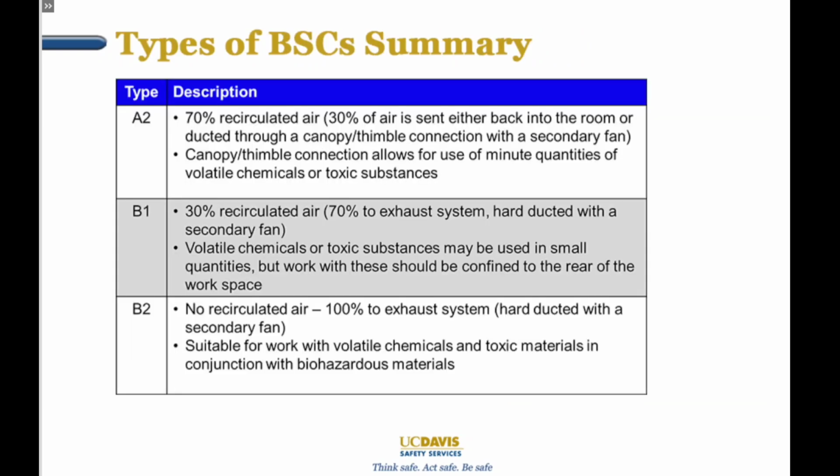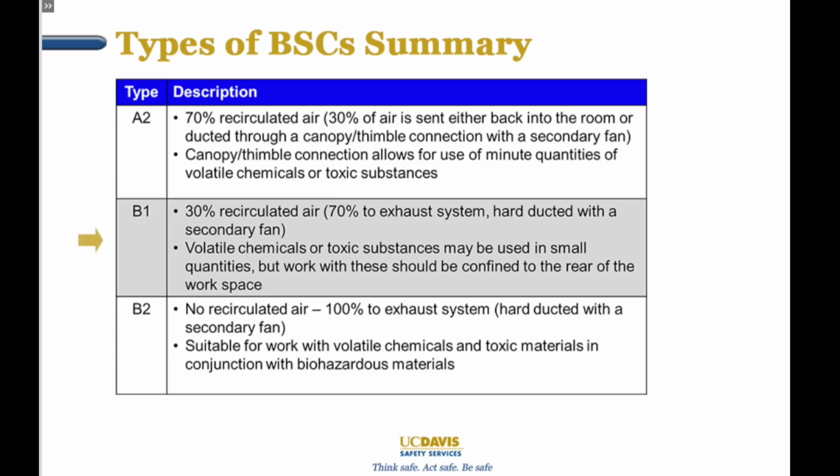This is a summary of the 3 types of Class 2 BSCs that we have covered. Remember that Type A2 cabinets recirculate 70% of the air within the cabinet and exhaust 30% either back to the room or out through the canopy connection. This recirculation within the cabinet means flammable vapors can build up inside the BSC, so this type of cabinet is discouraged for use with flammables. Minute quantities of volatile chemicals or toxic substances may be used if the A2 is connected to a canopy.